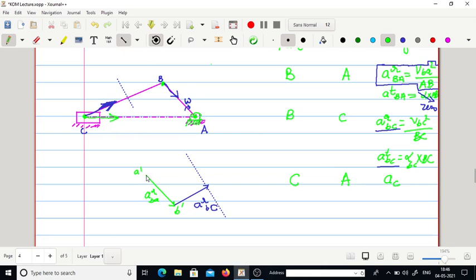So we have to begin from here, and we'll draw a parallel line. Wherever these two lines meet, that will give us the point C dash. So this is the velocity, this is the acceleration diagram for this slider crank mechanism.